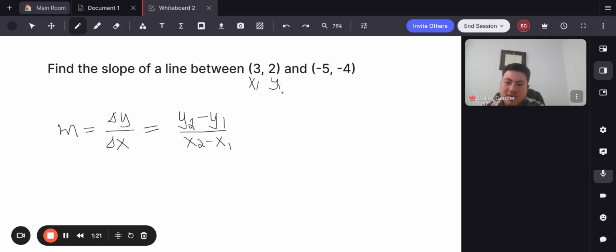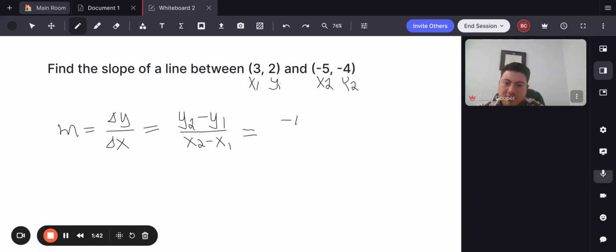x2 is the x coordinate for the second coordinate pair. y2 is the y value for the second coordinate pair. By the way, it doesn't matter what you choose as the first coordinate pair or the second coordinate pair. All that matters is that you stay consistent within that pair. So x1 and y1 go together, x2 and y2 go together. Now we can just plug all those values in.